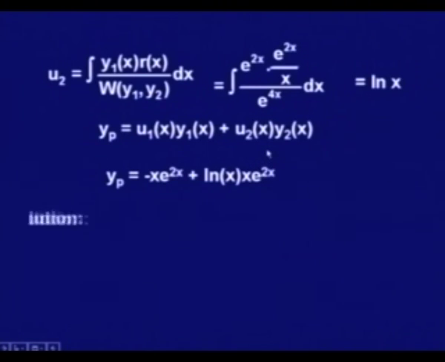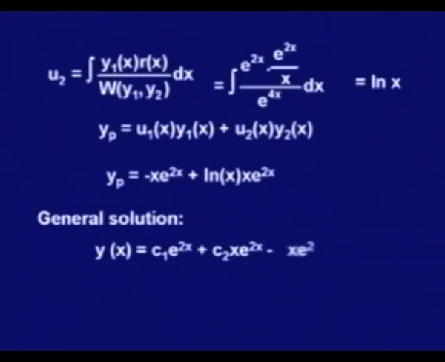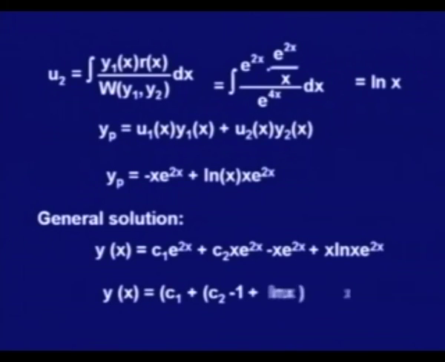So, what will be the general solution? The general solution would be c1 e to the power 2x plus c2 x times e to the power 2x minus x times e to the power 2x plus x log x e to the power 2x. Now, we can rewrite it because we have e to the power 2x in all the places. So, we can rewrite it as c1 plus (c2 minus 1 plus log x) multiplied with x, then the whole multiplied with e to the power 2x.